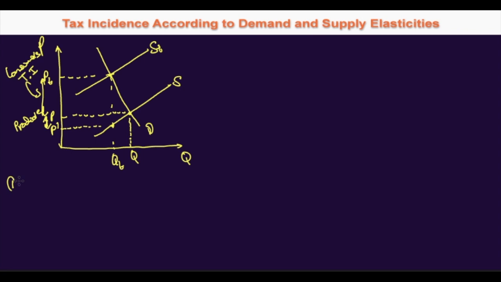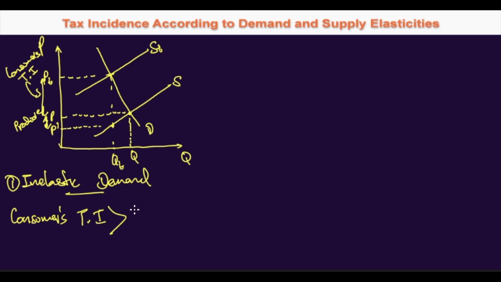So the conclusion here is that for inelastic demand, the consumers' tax incidence would be greater than producers' tax incidence. Now, for inelastic demand, such products like cigarettes and alcohol, because there are not many substitutes, when there is a tax being imposed, you would see that the majority of the burden would be transferred to the consumers, and they would be paying the price because it is inelastic demand.